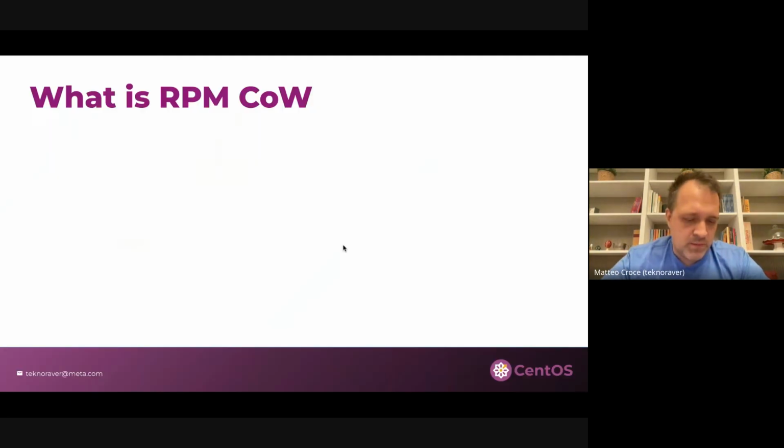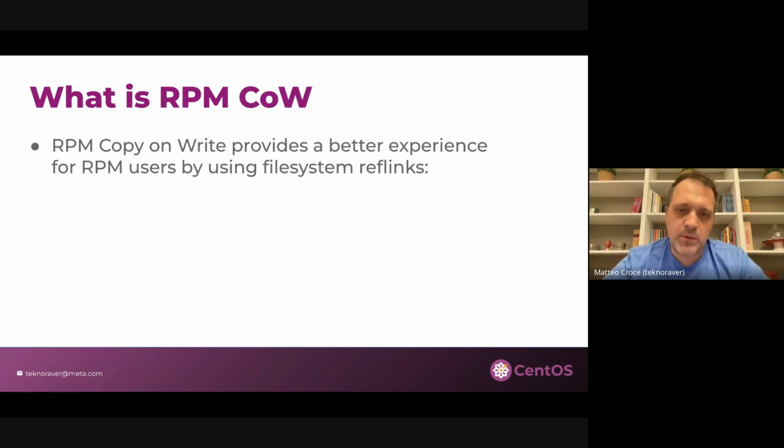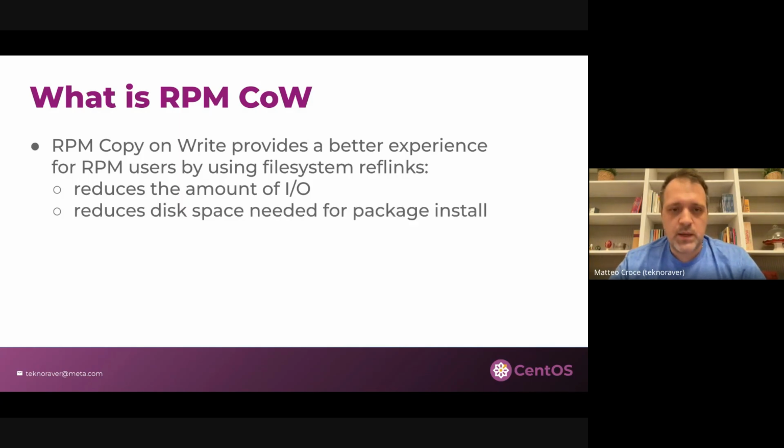So first, what is RPM copy on write? RPM copy on write provides a better experience for RPM users by using file system reflinks. This is accomplished in different ways. First of all, it reduces the amount of I/O needed because, as the name suggests, data is not copied. Then it reduces the disk space needed for package install because data is just linked, and this is very useful in those situations.